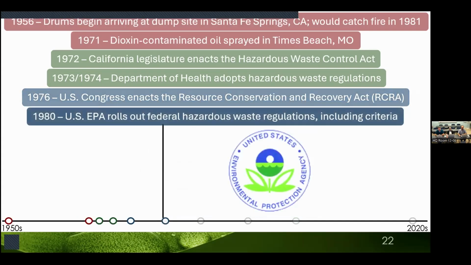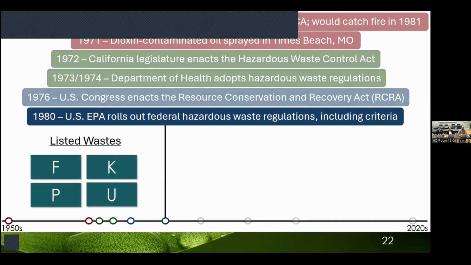In 1980, US EPA began rolling out regulations for the Federal Hazardous Waste Program, including their criteria for hazardous waste identification. As mandated under RCRA, their system includes a two-pronged approach to identifying hazardous wastes: the list of hazardous wastes and the characteristics of hazardous waste. I'll describe both of those briefly here, with more to come later.